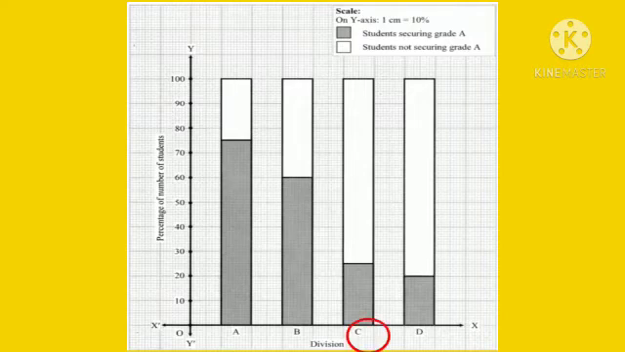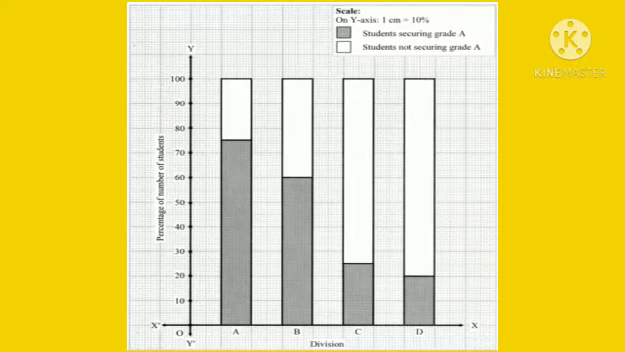So we will draw the bar up to the 100 units, as there are 25% of students securing A grade in division C. So we will shade up to 25% in that bar. Next, we will draw the bar of division D. So we will draw a bar up to the 100 units, as in division D there are 20% of students securing grade A. So we will shade up to the units 20 in the D bar.